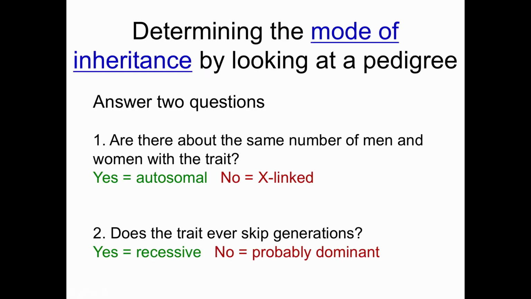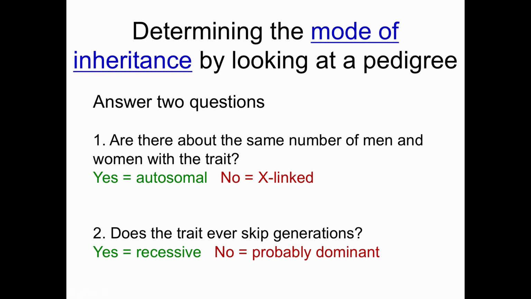All right, let's think about this a little bit more. So again, determining our mode of inheritance by looking at our pedigree. Remember I said earlier that there are two questions we want to be able to answer. One is, are there about the same number of men and women? It doesn't have to be exact, but they're more or less equally represented. If the answer is yes, males and females are more or less equally represented, that would be autosomal. If men have it more than women, then it's X-linked.